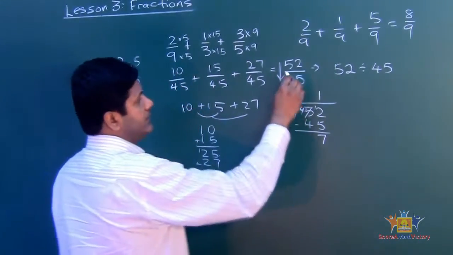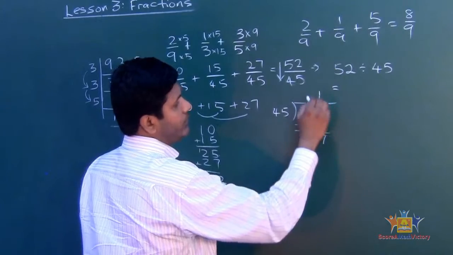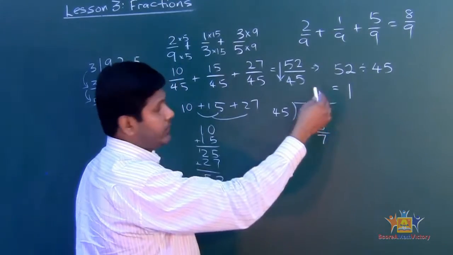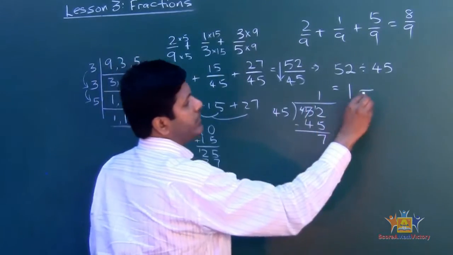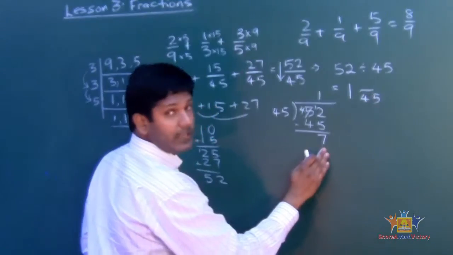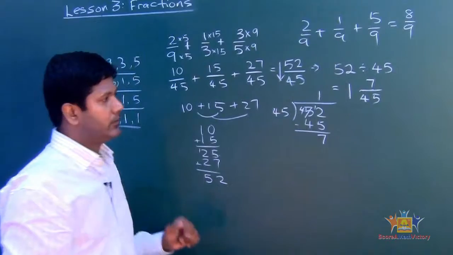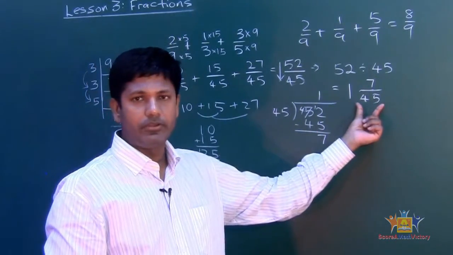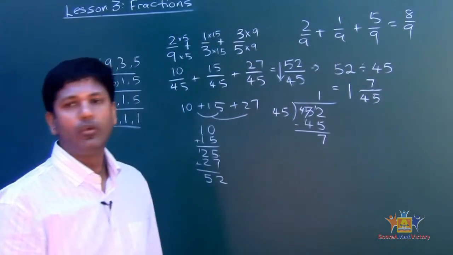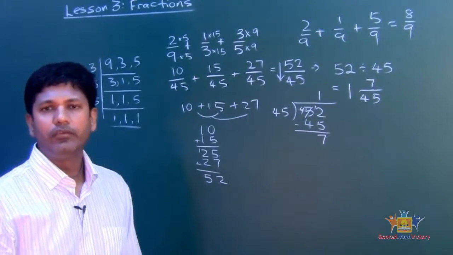So that means this equals 1, a whole number. And 45 is the denominator. So I put 45 and 7 is going to be your numerator. Very good. That's it. You can't simplify this any further. You can't reduce it, so leave it the way it is. 1, 7 over 45.